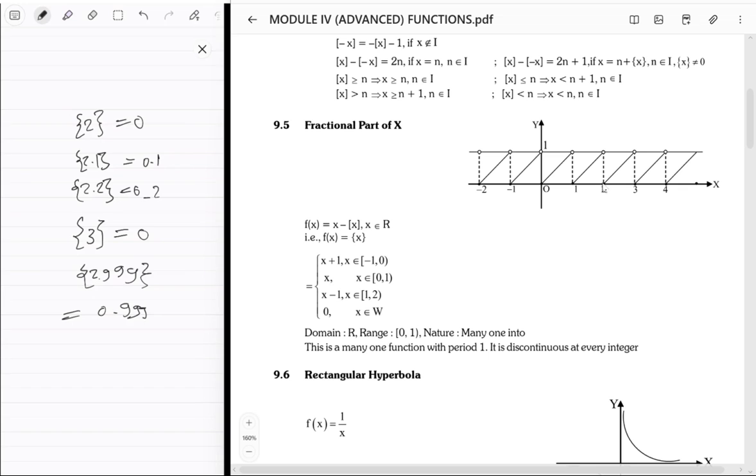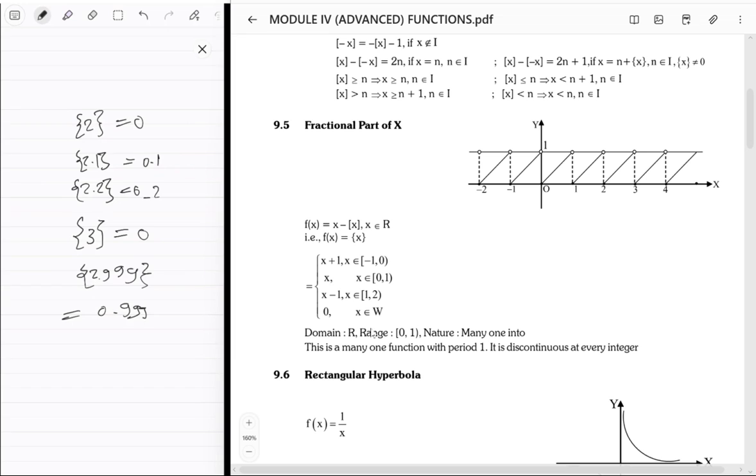So from 2 to 3, 2 inclusive, 3 not inclusive, it's just going up, up, up. And over here it's approaching 1, but it never actually gets to 1 because it just goes down like that. So the range of this function is 0 to 1, 0 inclusive, 1 not inclusive.